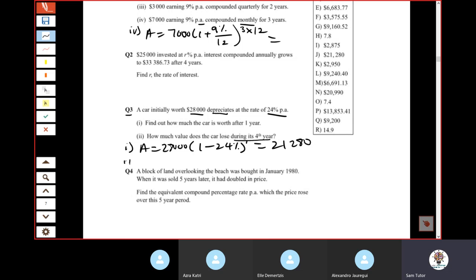How much value does the car lose during its 4th year? Okay, double line. How much value does the car lose during its 4th year? Anybody have a way of doing that one? It doesn't say how much is the car worth in the 4th year. It's how much did it actually lose during its 4th year.